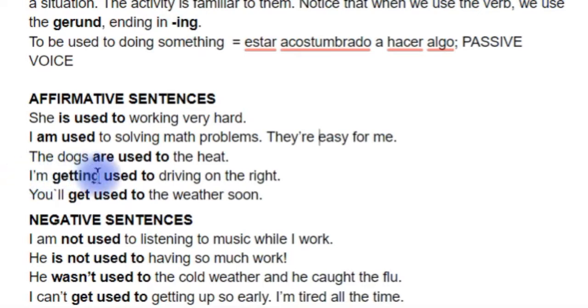I'm getting used to driving on the right. Me estoy acostumbrando a conducir por la derecha. I'm getting used to driving. Be careful with the contraction. You have to do the contraction, and you have to make sure that the verb to be is there. Okay, you'll get used to the weather soon. Te acostumbrarás. Okay, you'll get used to the weather.